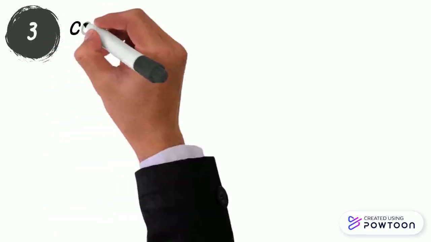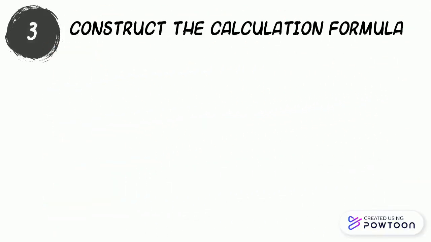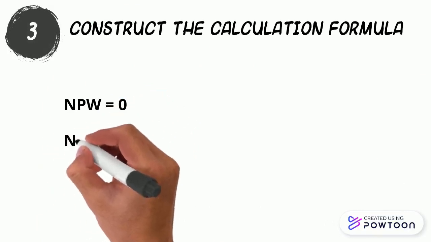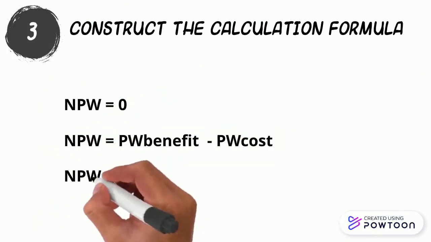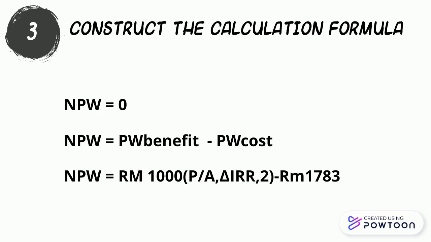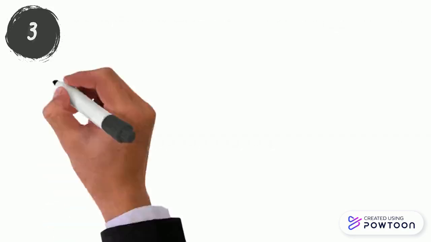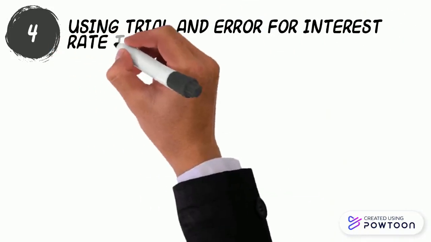The third step is to construct the calculation formula. Net present worth will be equal to 0. The next equation is net present worth is equal to present worth benefits minus present worth cost. Based on our table, it will be 1000 ringgit multiplied with P over A delta IRR 2 minus 1783 ringgit.